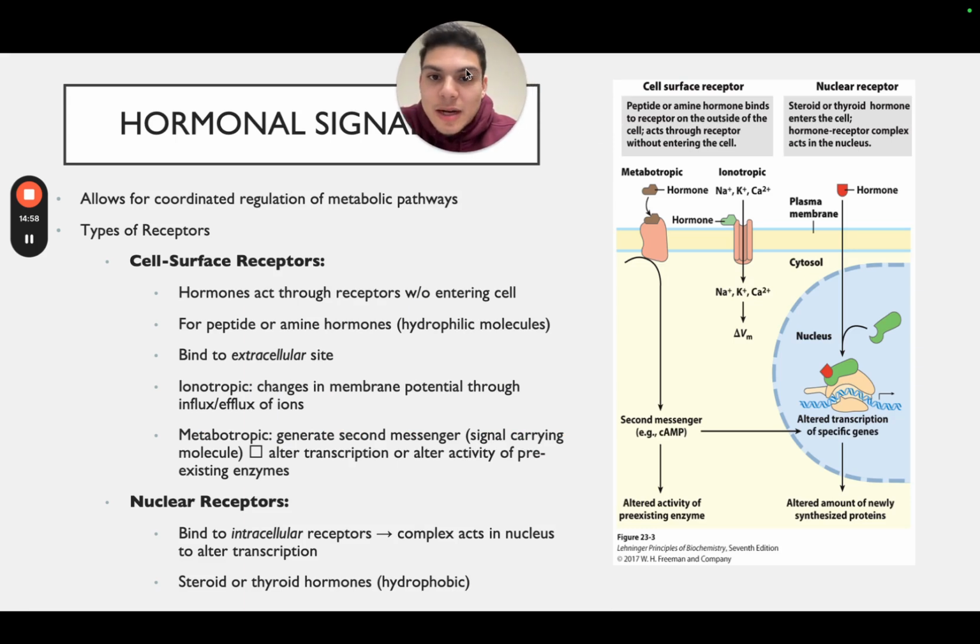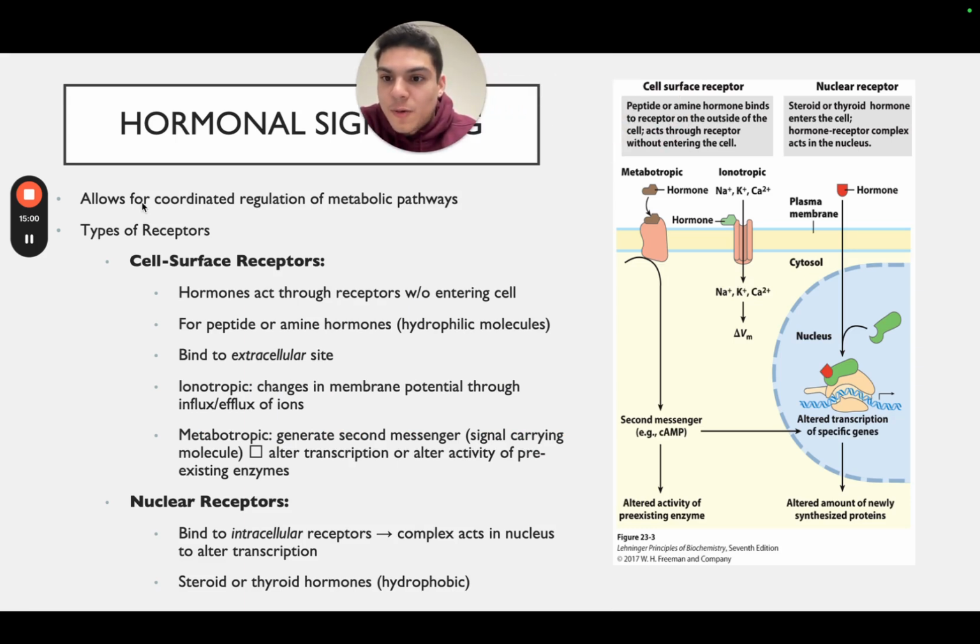Now we're going to talk about hormonal signaling. So it allows for coordinated regulation of metabolic pathways. So the types of receptors are cell surface receptors and nuclear receptors. Essentially, cell surface receptors are like in the name, they're on the cell surface, on the plasma membrane. So these ones are essentially peptides, things that cannot freely diffuse through the membrane. So as you can see, we can either have metabotropic or ionotropic. Ionotropic just means that we have an ion channel that allows ions to pass through.